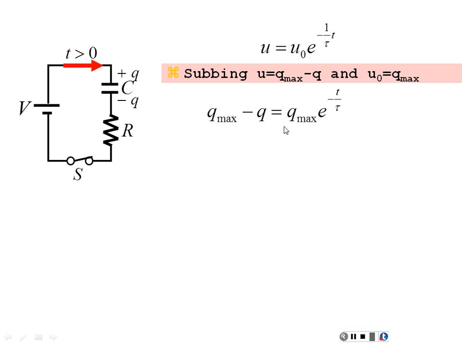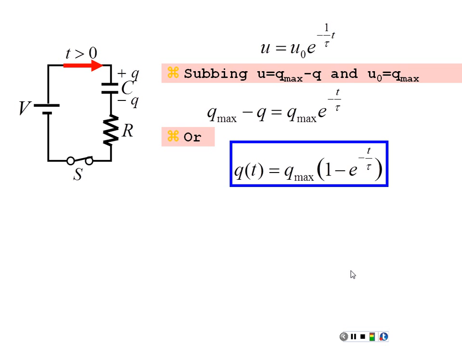With a little bit of algebra, I have that my charge as a function of time is equal to a constant, my maximum charge, CV, times 1 minus e to the negative t over tau. This is my charge for all time in this series RC circuit.